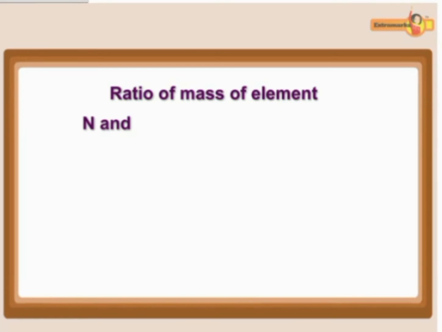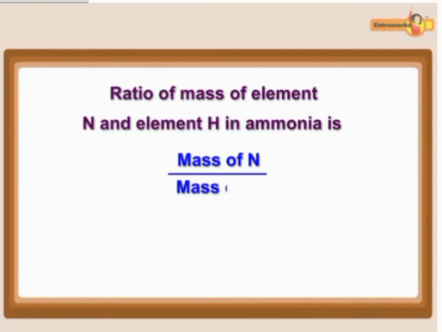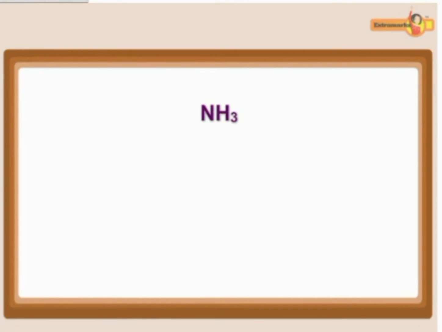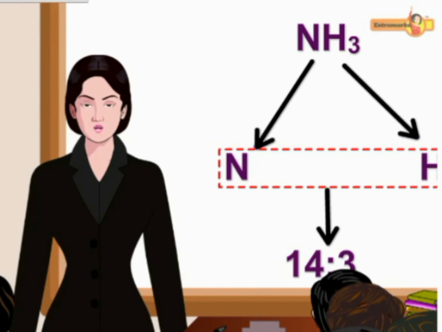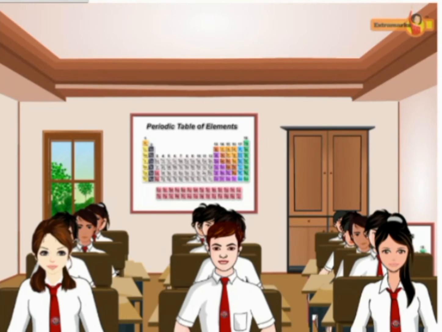Ratio of mass of element nitrogen and element hydrogen is mass of nitrogen upon mass of hydrogen, that is equal to 14 upon 3, that is 14:3. Ammonia is a compound which is made up of two elements, nitrogen and hydrogen, combined in the ratio of 14:3 by mass. Irrespective of whether it is prepared by Haber's process or any other chemical method, or produced by animals as excretory waste.